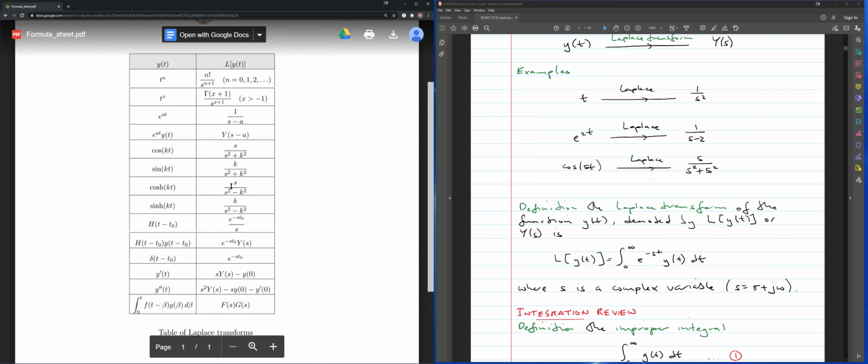Most times you're really just going to use a table to get your Laplace transforms. But of course, the formulas in your table in fact come from using the definition of the Laplace transform, and this definition you will need to know.